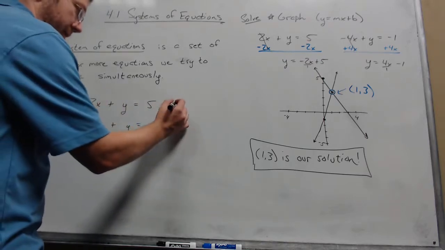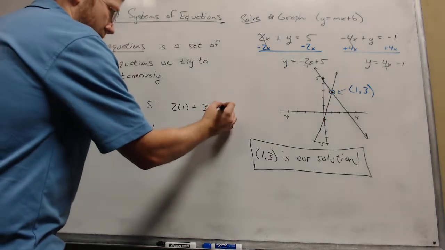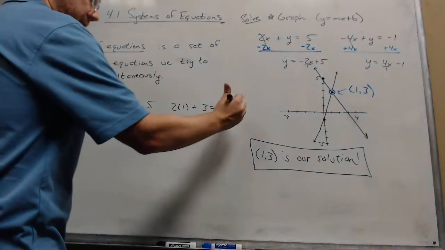So that'd be 2 times 1 plus 3 is equal to 5. All right, and that'd be 2 plus 3 equals 5. Check.